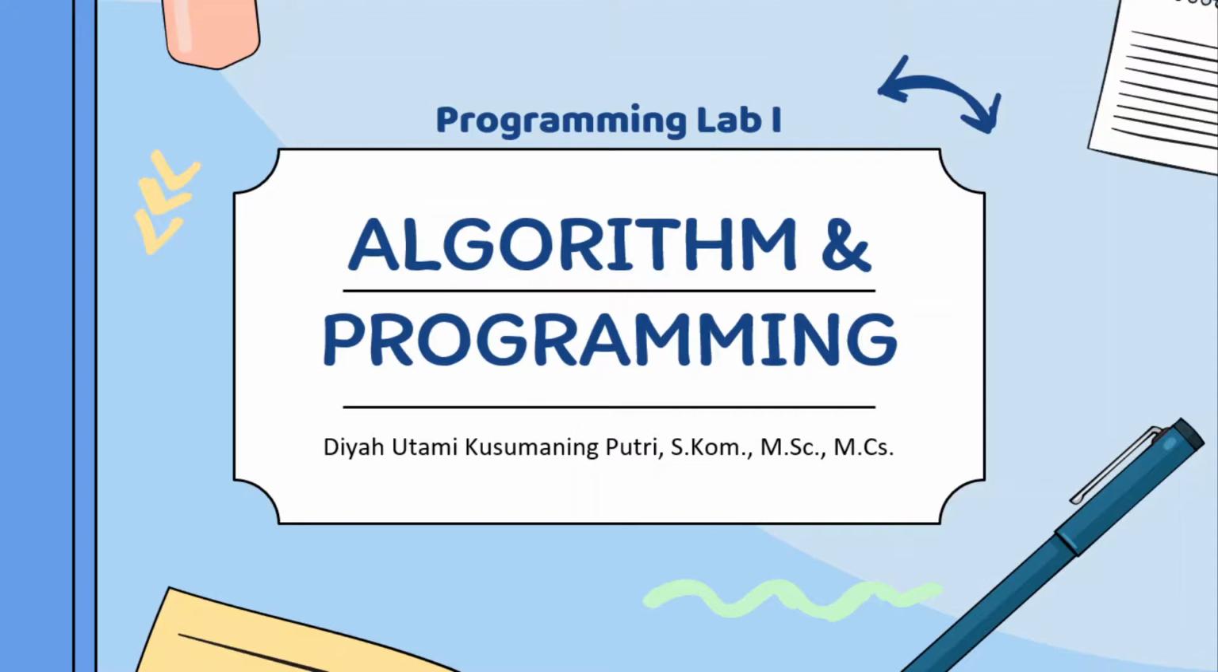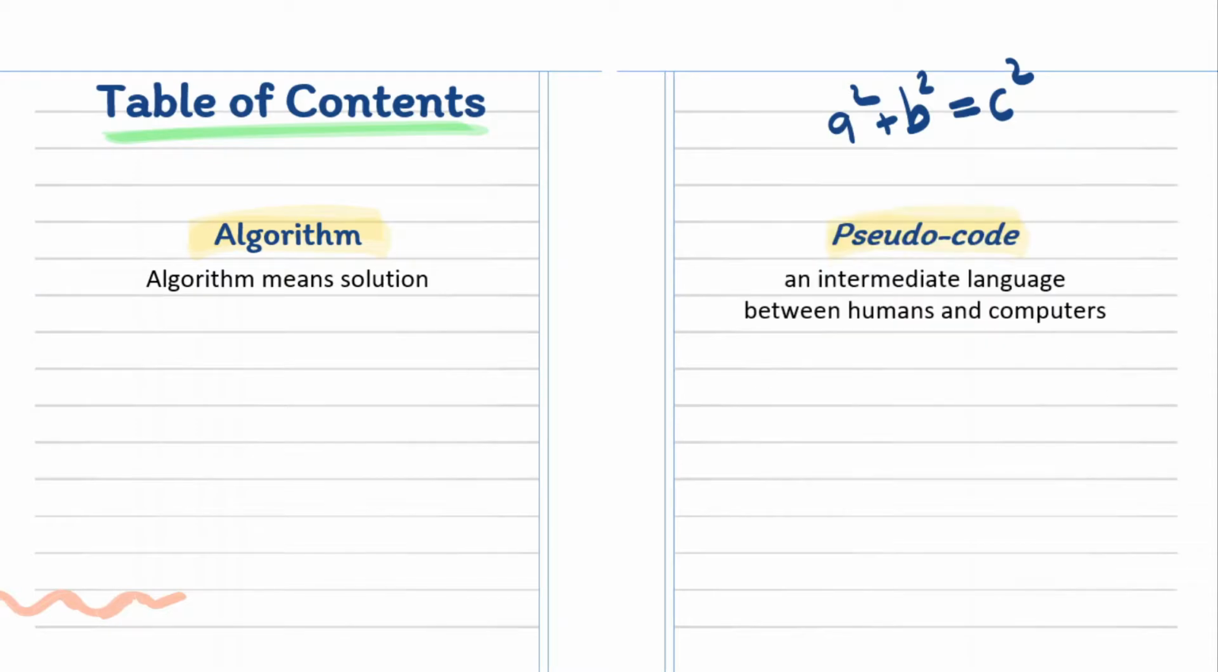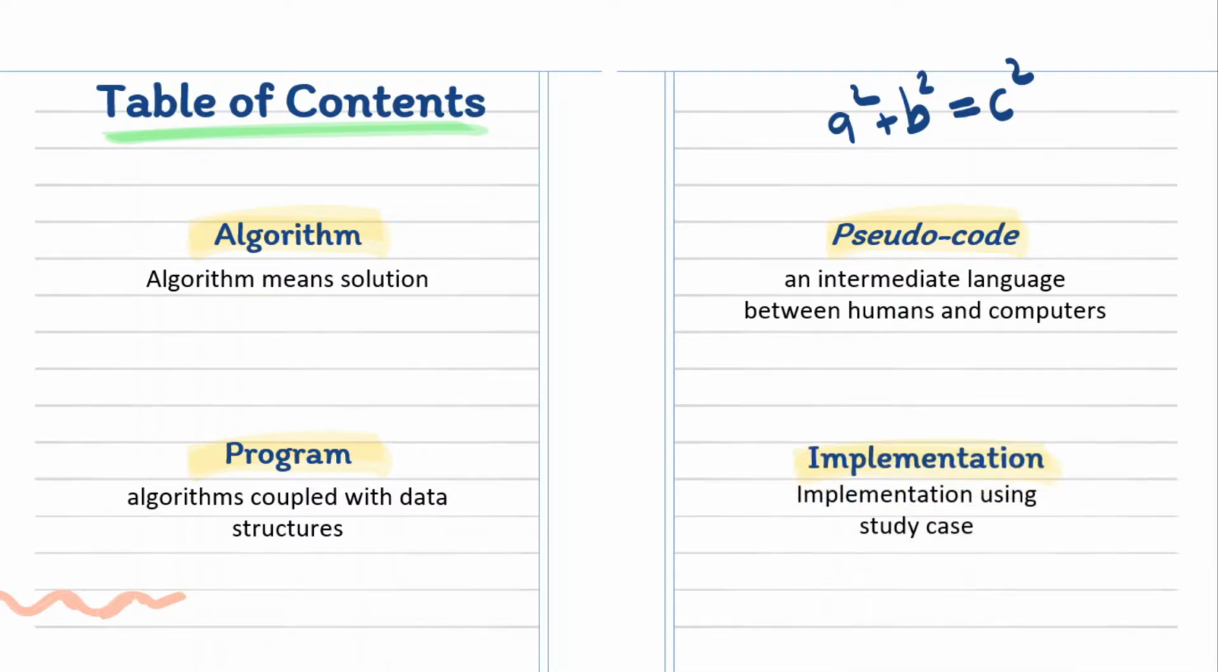In this video, I will explain about the introduction of algorithm and programming. This video contains several topics that will be discussed. First, what is algorithm, and then we will discuss what is pseudocode. Next, we will discuss what is program, and the last, we will discuss how to implement the algorithm using a study case example.